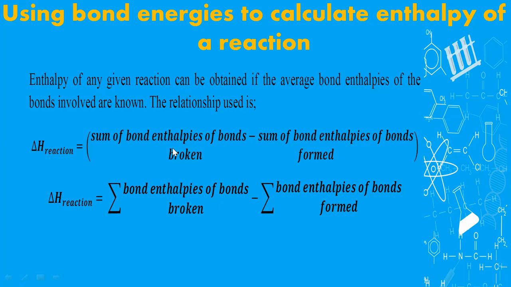Enthalpy of any given reaction can be obtained if the average bond enthalpies of the bonds involved are known. That's right. This is the equation we use if we are to determine enthalpy of a given reaction, given the bond enthalpies. So the enthalpy of the reaction is the summation of the bond enthalpies of bonds broken minus the summation of the bond enthalpies of bonds formed, which we can write mathematically. This symbol here means summation. Summation of bond enthalpies of bonds broken minus summation of bond enthalpies of bonds formed. Is that formula clear to everyone? Yes, sir.